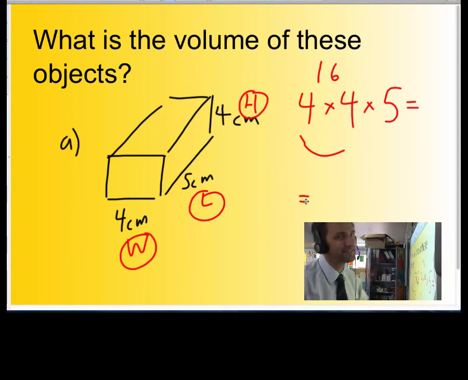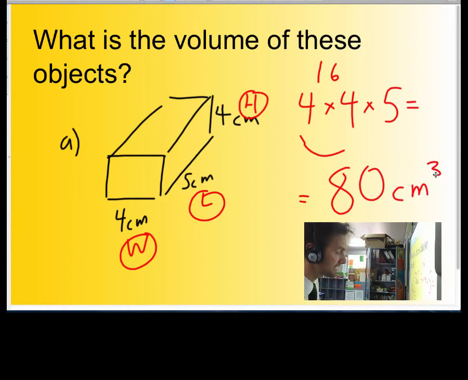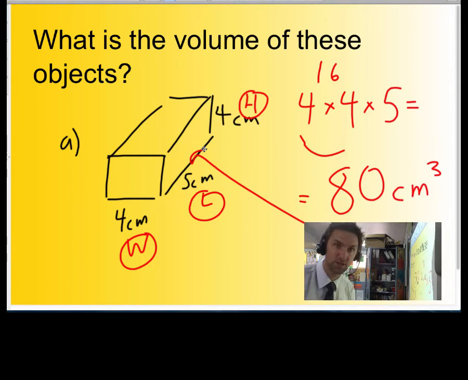16 times 5, well 5 tens are 50, 5 6s are 30, so add it together, 50 and 30 equals 80, but 80 what? 80 centimeters cubed. It's literally saying there are 80 little centimeter cubes in this object.